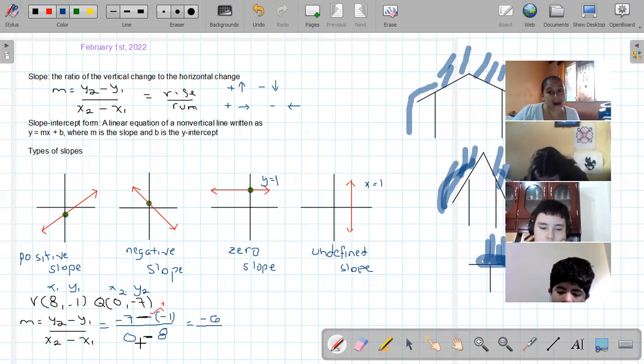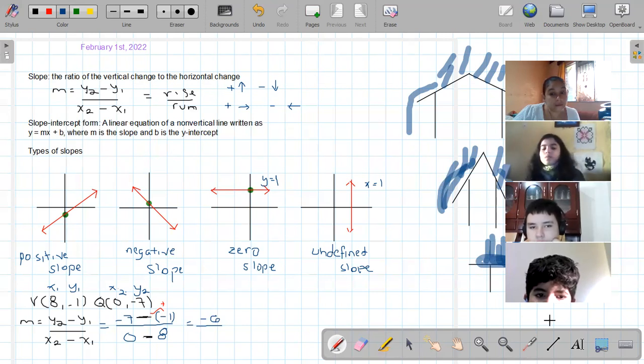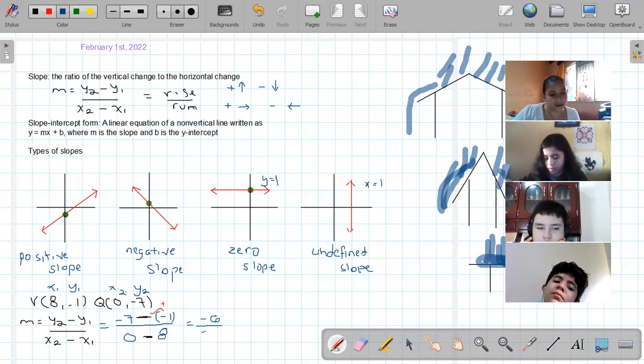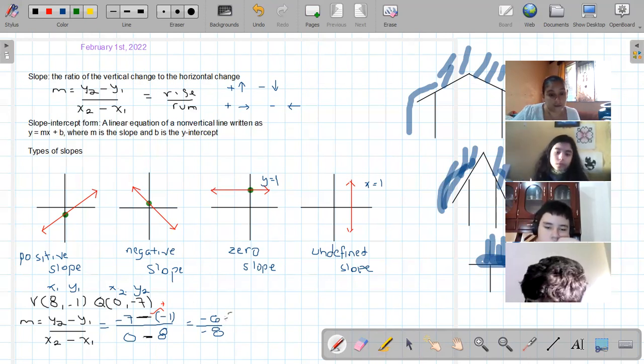Now 0 minus 8 is negative 8. Be careful with the signs. The sign might get you the wrong answer. Now, can I simplify negative 6 over negative 8? By 2. Exactly. So I'm going to divide by 2.